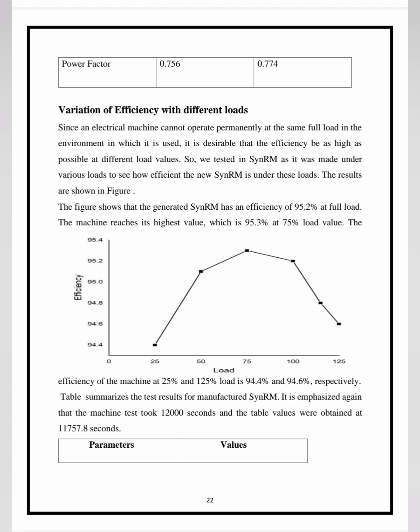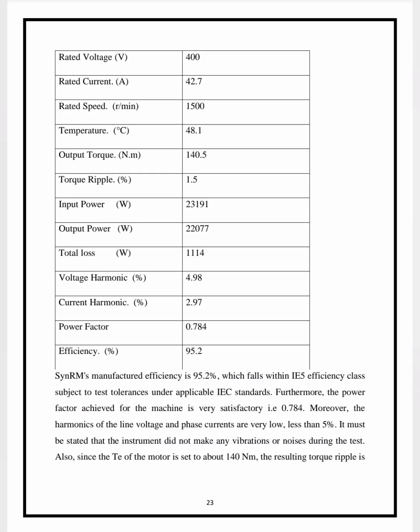Now the table summarizes the test results for the manufactured SynRM. It has been emphasized again that the machine test took 12,000 seconds and the table values were obtained at 11,757.8 seconds. Now these parameters are rated voltage, rated current, rated speed, temperature, output torque, ripple torque, input power, output power, total loss, voltage harmonics, current harmonics, power factor and efficiency. These all are determined for the fabrication of the SynRM.